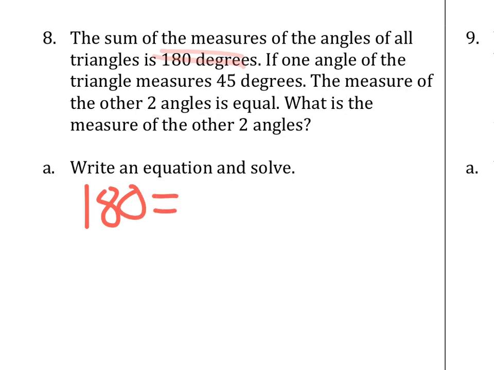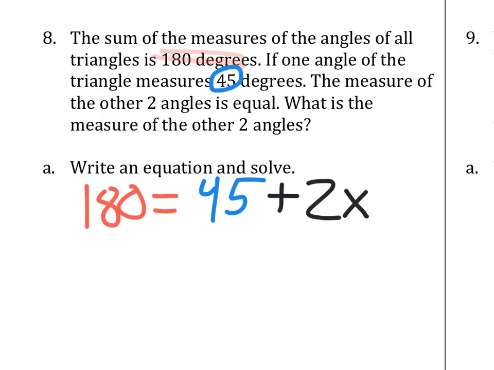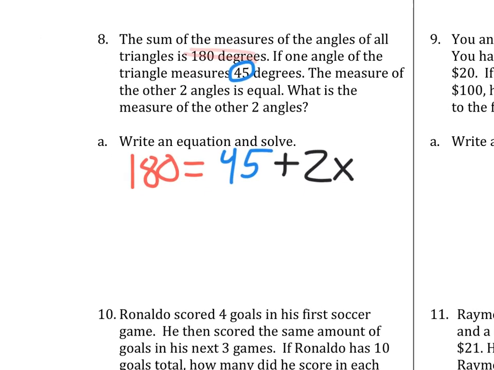It says if one of the angles measures 45 degrees, so we're talking about one angle. I didn't highlight it, but if one angle is 45 degrees, and we've got two other angles that are equal, well, I've got to add those other two angles to get up to 180. There are two of those angles, and I don't know what they are. So there's my equation.